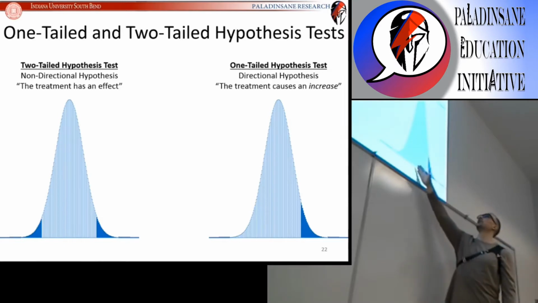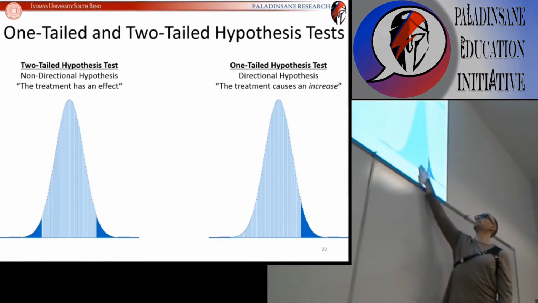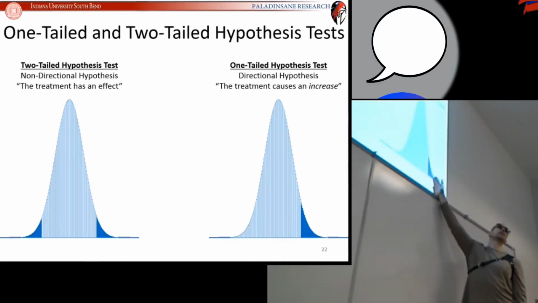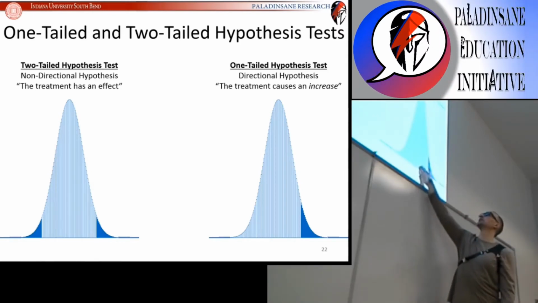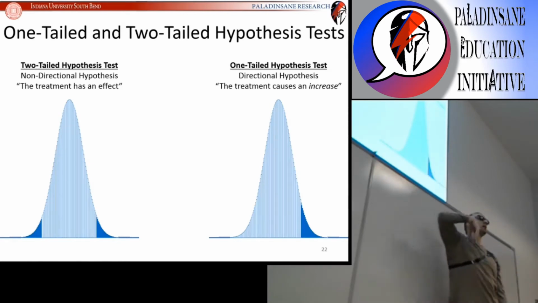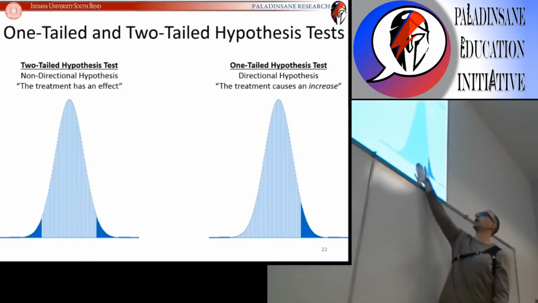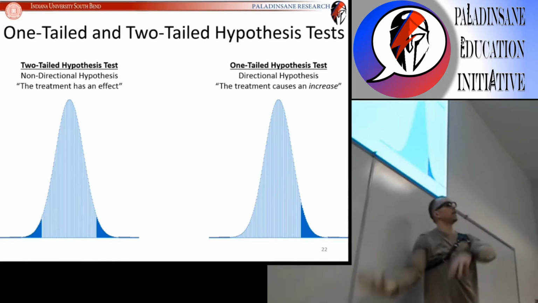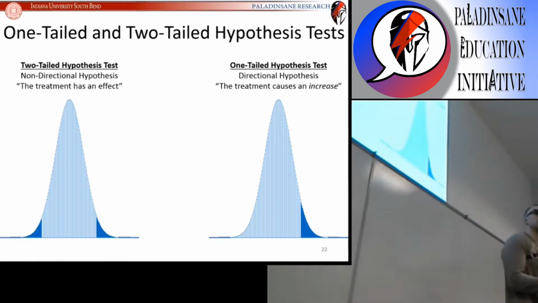So does our treatment cause an increase in self-esteem? Does this treatment make people better? Does this treatment increase the height of children, right? Will this diet increase the height of children? Will this educational program increase scores? Specifically, we're looking for an increase in self-esteem. Does watching violent TV increase acts of aggression, right? We're looking for an increase in this sense. That's when you would do a one-tailed hypothesis test. So sometimes you're looking specifically for an increase.